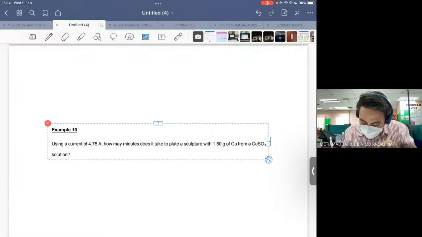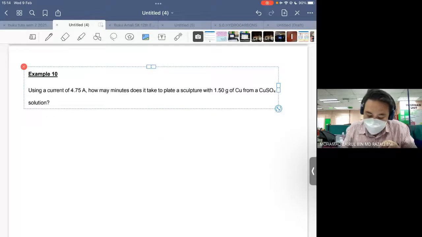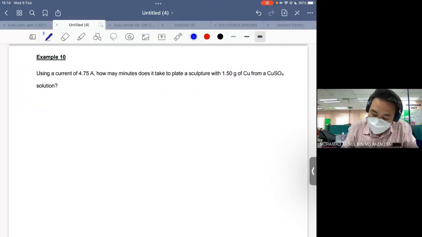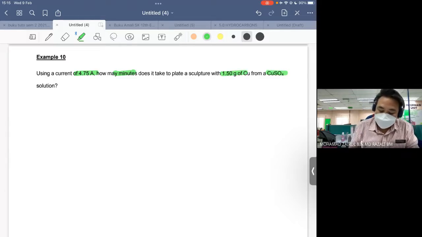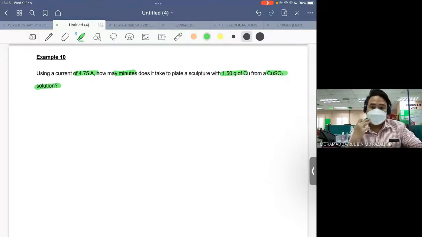Okay, example 10. By using a current of 4.75 ampere, how many minutes does it take to plate a sculpture with 1.5 gram of copper from copper sulfate? Solution. Okay, so kalau awak tengok example 10 ni, dia nak cari time taken dia. Kita nak cari time taken dia.